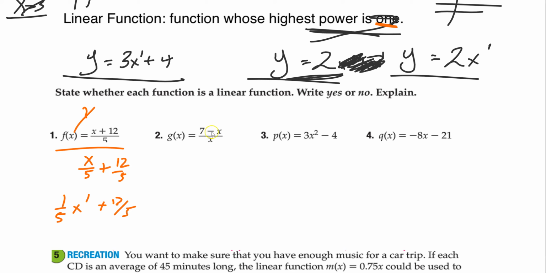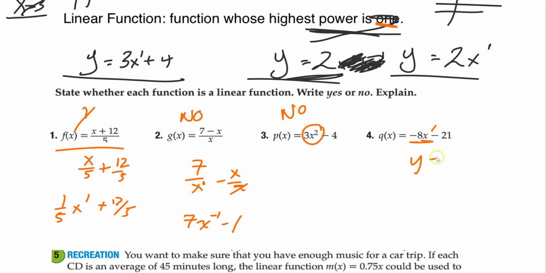This one's not. Look, I can break it up. I get 7 over x minus x over x. You might say the highest power there is 1, but it's on the bottom. We haven't really talked about this yet, but what happens there is it becomes a negative power on top. So we want only power 1, not negative 1. So this is not a function. This one, the highest power is 2, so no. The highest power here is 1, so yes. So the only tricky one was that one. If it's the first power on the bottom, that doesn't count. It has to be on top.